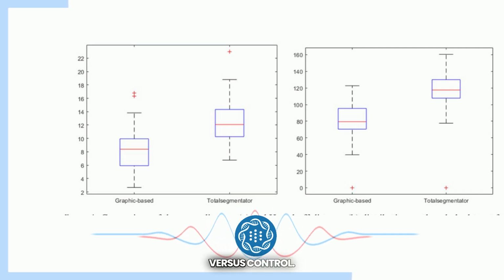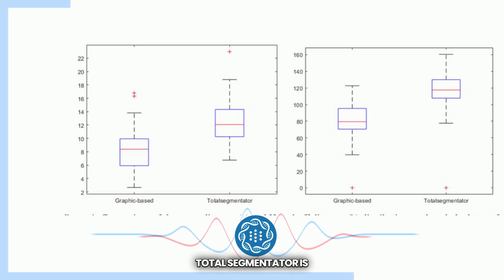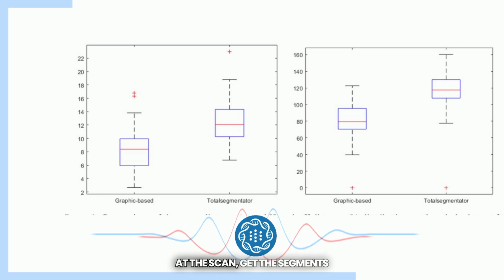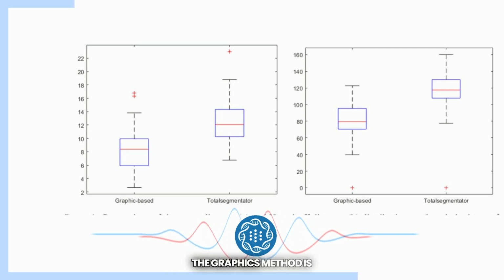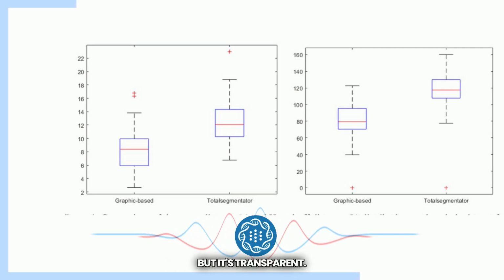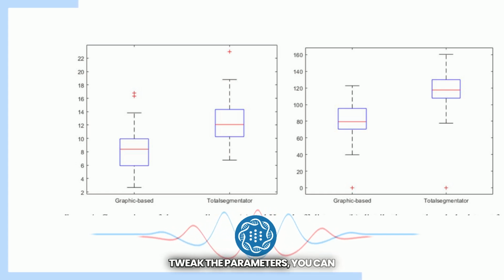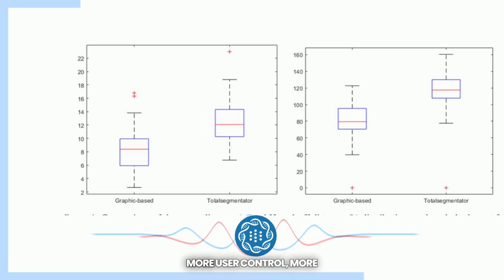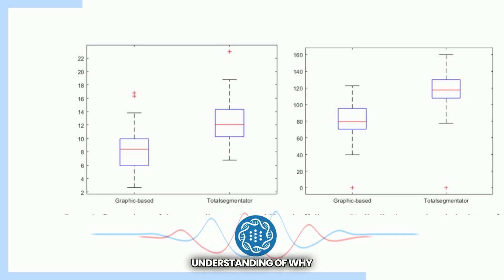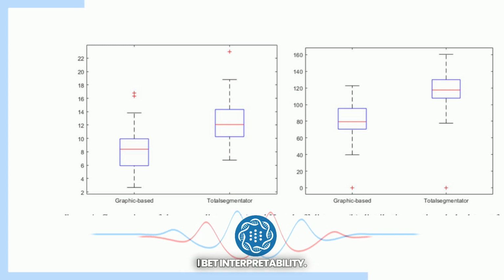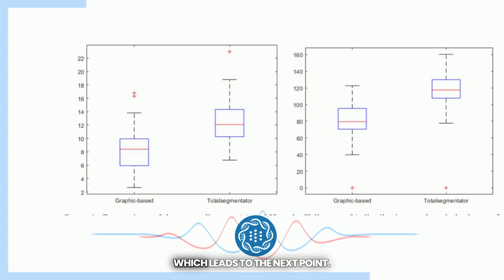Then there's automation versus control. TotalSegmentator is basically push button, feed it the scan, get the segments. Fully automatic? The graphics method is mostly automatic too, but it's transparent. You can see the steps, you can tweak the parameters, you can refine the result if needed. More user control, more understanding of why it did what it did. That matters in medicine, I bet. Interpretability. Hugely, which leads to the next point.